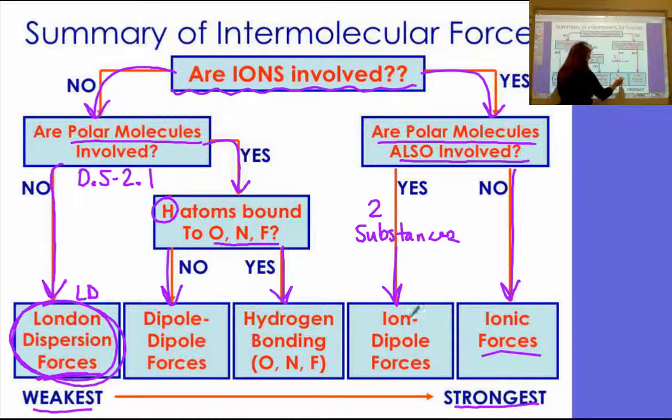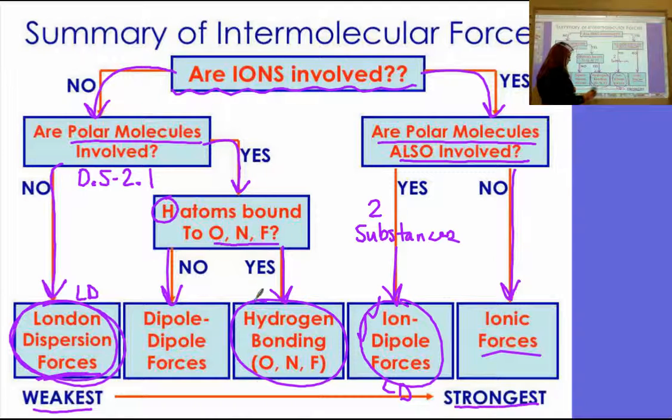An ion-dipole force would have ionic forces, it would have a dipole-dipole, and it would have an LD force. Hydrogen bonding, since it is a type of dipole force, would also have dipole-dipole and an LD force. Dipole-dipole forces would also have LD.